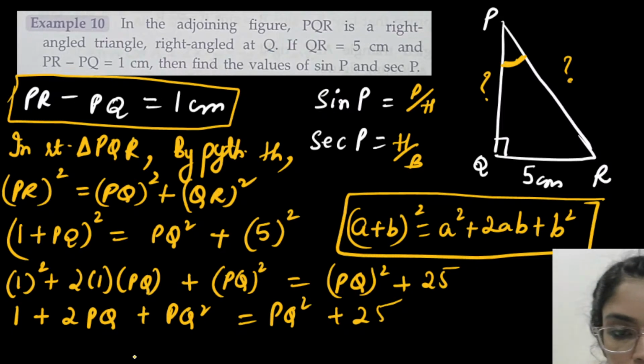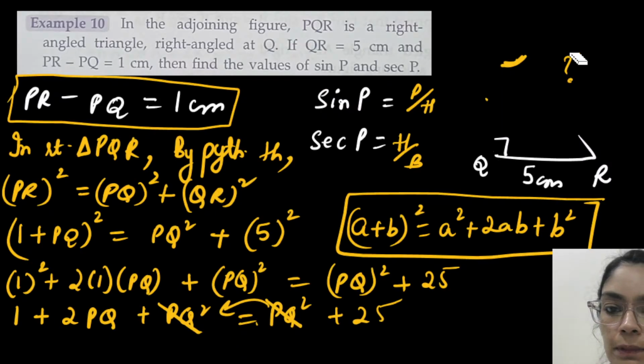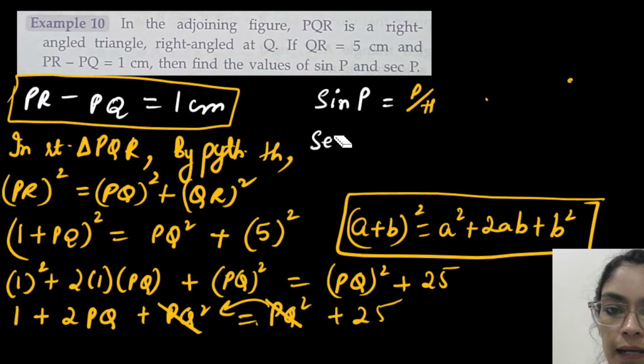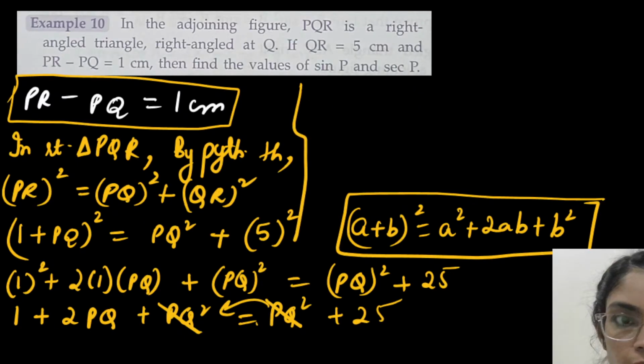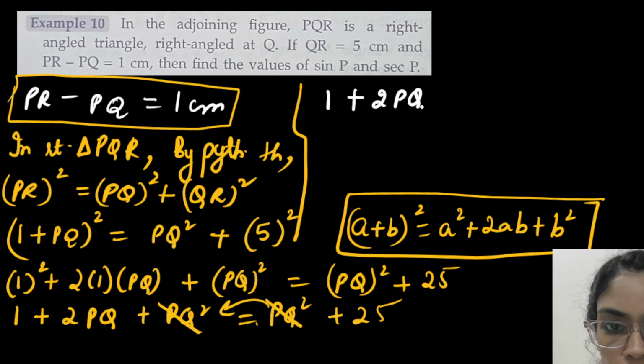Now here PQ square and PQ square will get cancelled. Why? Because if you shift this PQ square to this side, it will become minus PQ square. So PQ square and PQ square are cancelled. So what I am left with is 1 plus 2 PQ is equals to 25.